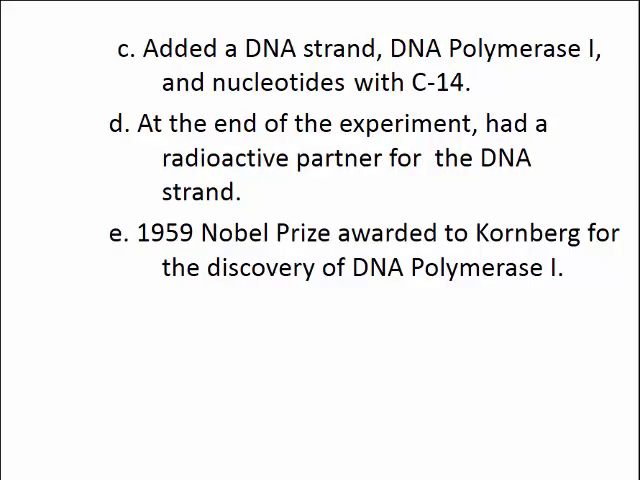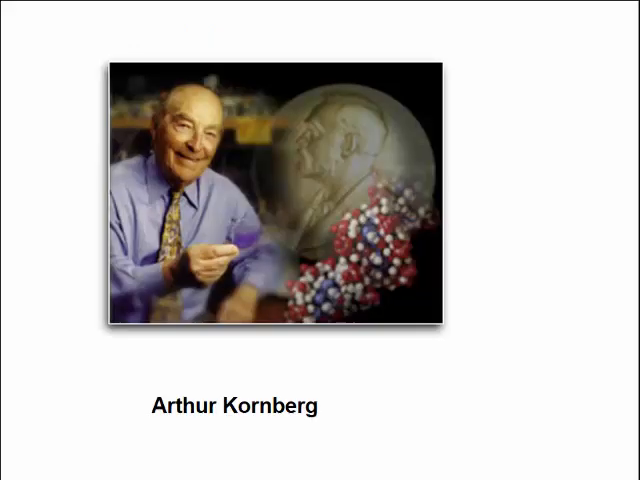So what Kornberg did was he added a single DNA strand to a medium along with some of his enzyme that he isolated, the DNA polymerase I. And he also added some nucleotides that were radioactively labeled with carbon-14. So he allowed the experimental mix to work, and at the end of the experiment, what he found was that the DNA strand that he had started with was still there, but now it had a partner strand that was made entirely with the radioactive carbon-14. Kornberg won the Nobel Prize in 1959 for his work.